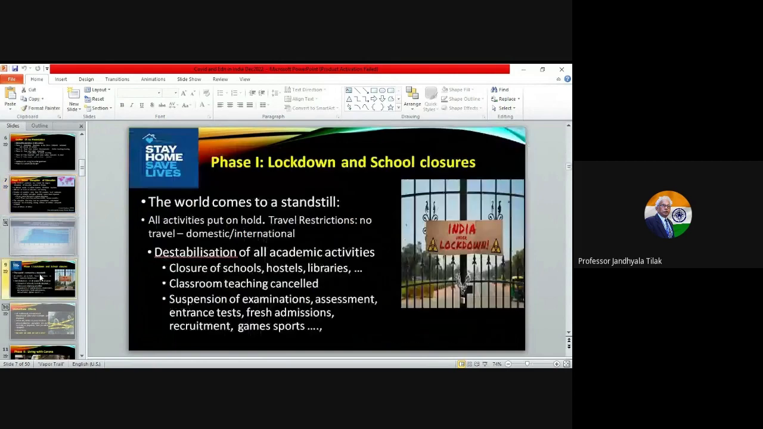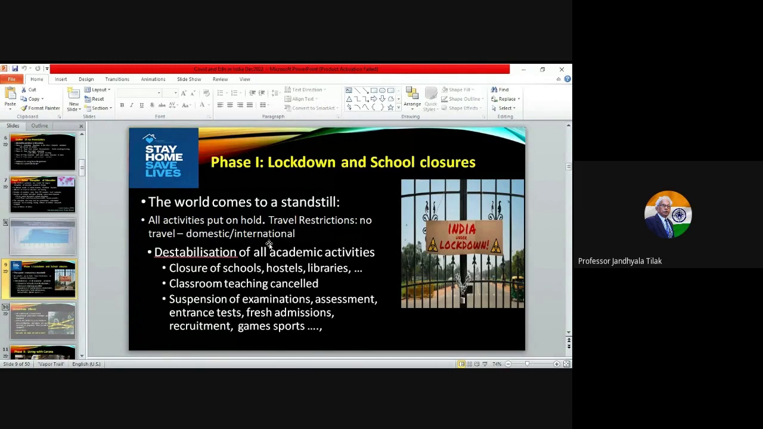The world has really come to a stop. In phase 1, as we know very well, there was a complete lockdown of the entire country, in fact the entire world, and somebody described it as the world coming to a standstill. All activities were put on hold. There were no travels, domestic, road travel, railway travel, air travel, everything was closed.